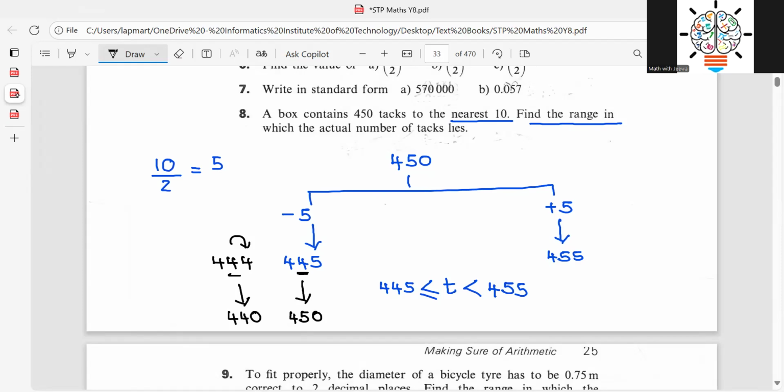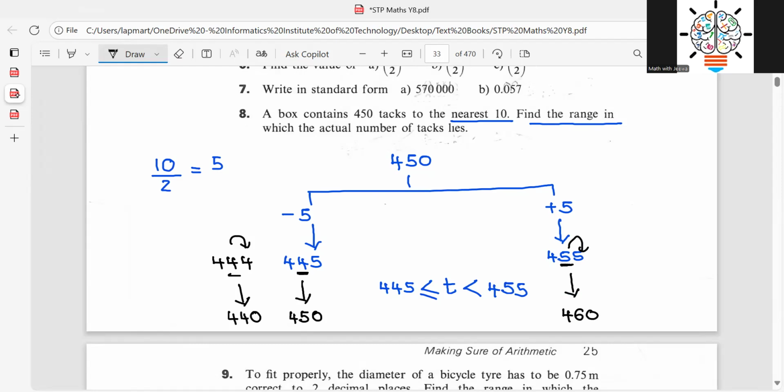On the other hand, if you have 455, now what happened? You get the tens place and look at this one. So then that becomes 460, right? Hope you can understand. So that is why I wrote that it should be less than 455. It is not equal to 455. If it is equal to 455, when corrected to the nearest 10, it becomes 460. Hope it is clear. So this is how you want to show your workings in the exam.